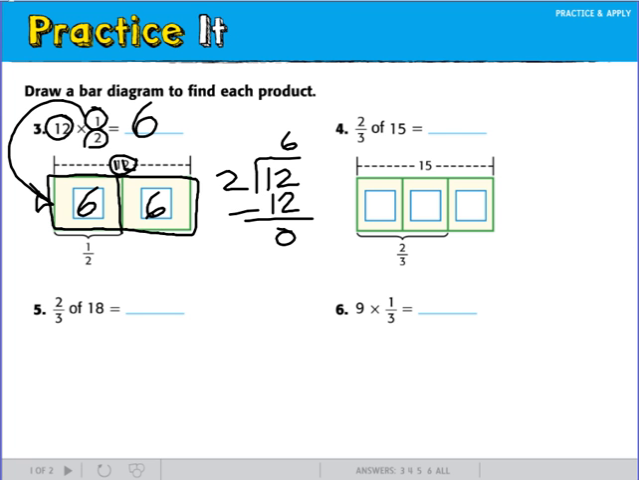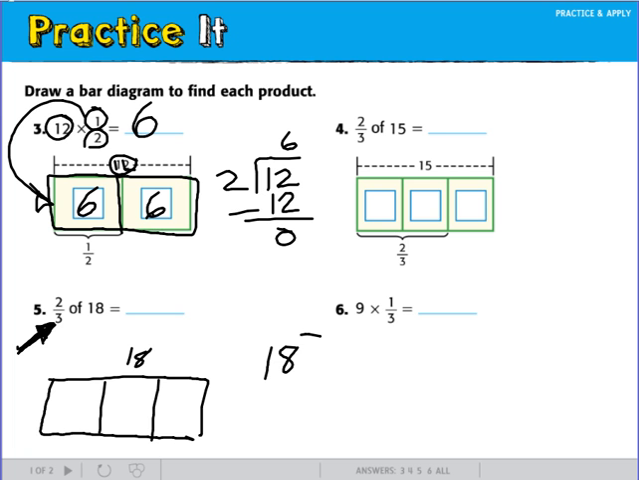Number 5. I'm going to draw a bar graph. How many pieces is my bar graph going to be divided into? 3. Very good, Parker. So I'm going to draw my bar graph and divide it into 3 pieces, because that's what my denominator is. Now, which number am I dividing into these 3 pieces? 18. So we're going to put 18 up here. How many pieces do I need? 3. So we take 18 divided by 3. It equals 6.